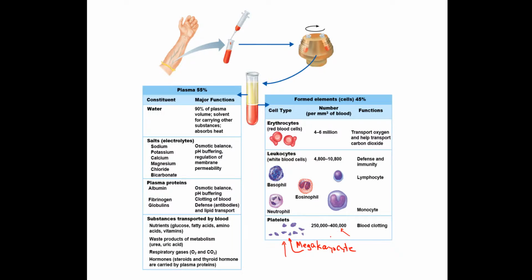So when you get a cut, the platelets are the first to arrive at the wound, and they gather and they work together with fibrinogen, and they form a clot. Okay, so that's the basics of blood.